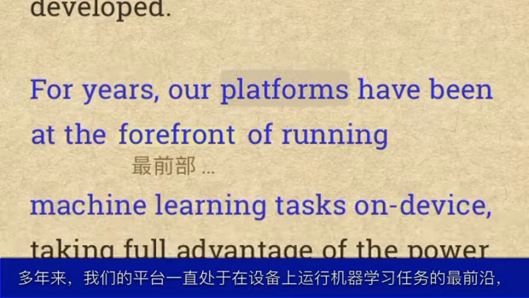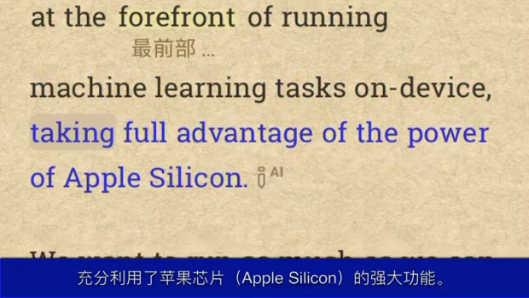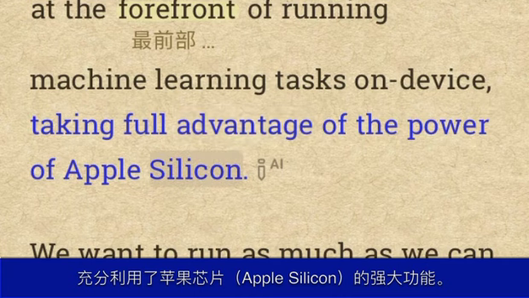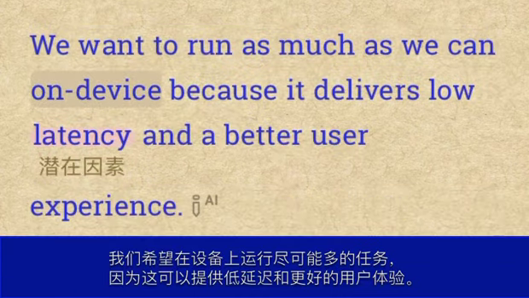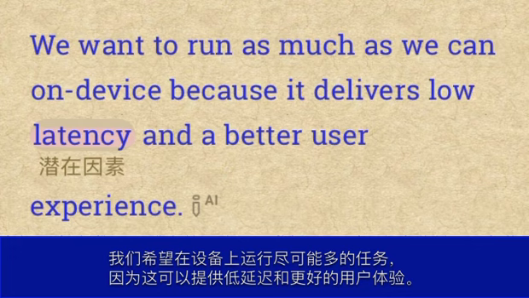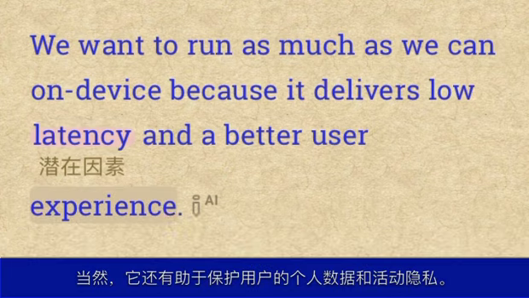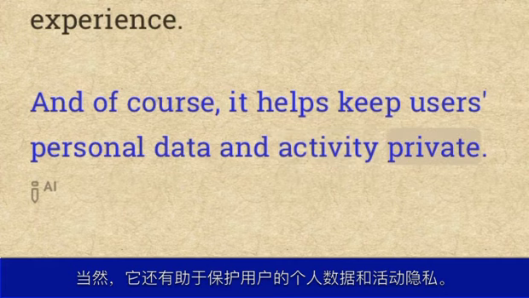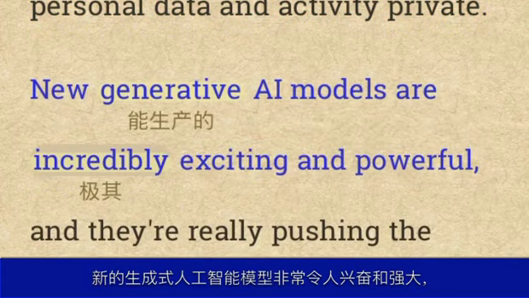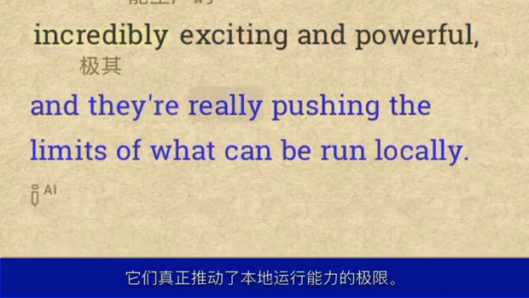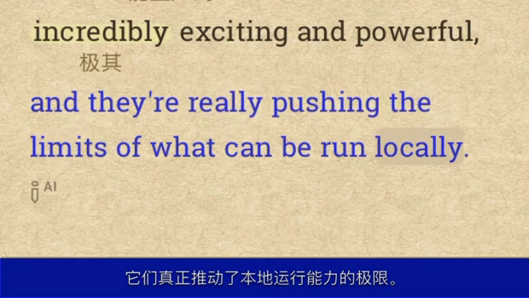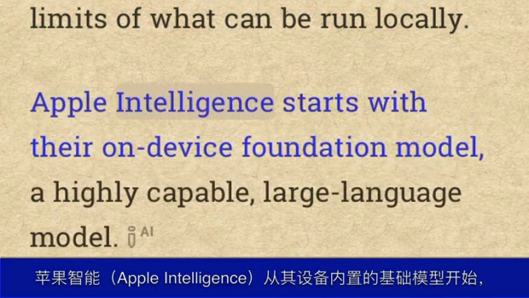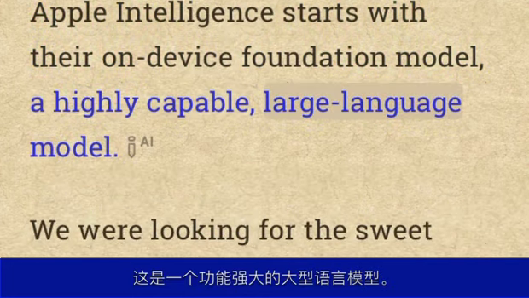For years, our platforms have been at the forefront of running machine learning tasks on device, taking full advantage of the power of Apple silicon. We want to run as much as we can on device because it delivers low latency and a better user experience. And of course, it helps keep users' personal data and activity private. New generative AI models are incredibly exciting and powerful, and they're really pushing the limits of what can be run locally. Apple Intelligence starts with their on-device foundation model, a highly capable large language model.